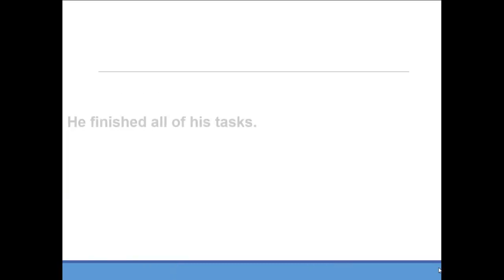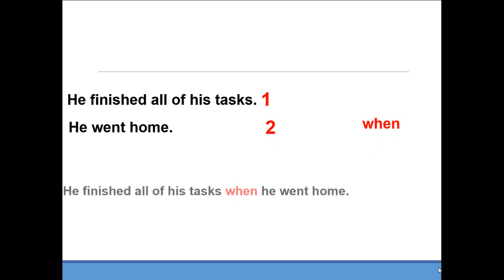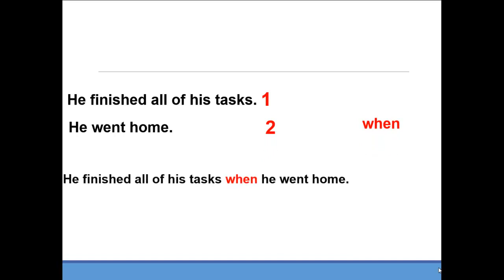Another example. He finished all of his tasks. Sentence number 1. He went home. Sentence number 2. Let's use the subordinating conjunction when. He finished all of his tasks when he went home. Great. Let's check the first part. He finished all of his tasks. He is the subject. The rest of the sentence is the predicate.